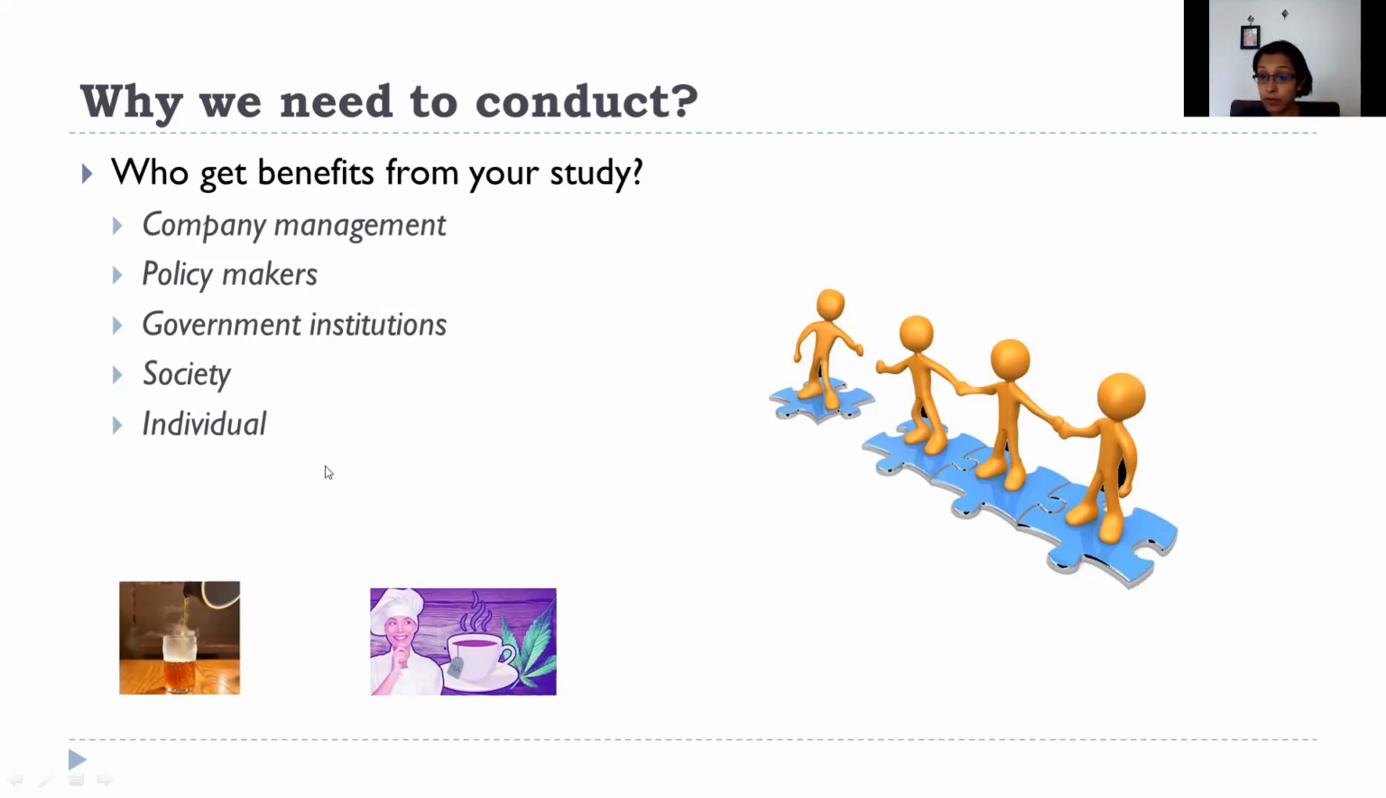So if you are dealing with a company-related issue, like employee turnover, like the work from home concept, and some small scale businesses, etc., what we discussed so far, then the company management gets the benefit, right? If you identify the most challenges faced by the work from home concept from the employees' perspective, the company can make some strategies to overcome those challenges.